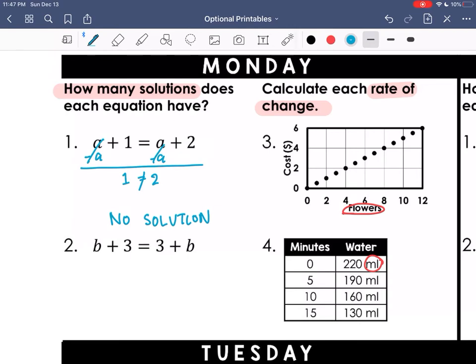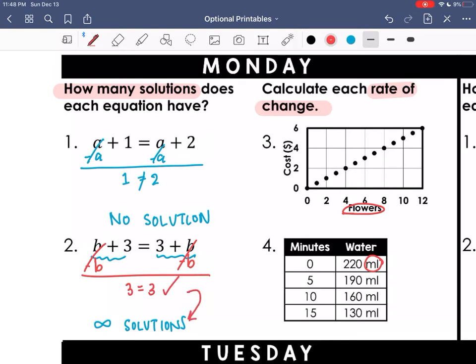On number 2, if you notice, I have b plus 3 equals 3 plus b. So even though they're written in a different order, that equation is just balanced already. And so that's going to have infinite solutions. Any number you put in for b will make that true. And similar to the first one, if I went to solve this, I would probably start by subtracting b to try and move it. But when I did that, it would cancel the b on both sides, and I'd be left with positive 3 equals positive 3. And that is a true statement. So the true statement leads to infinite solutions. The false statement leads to no solution.